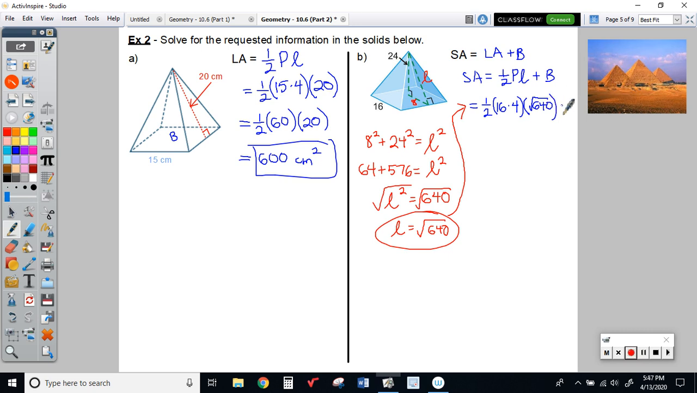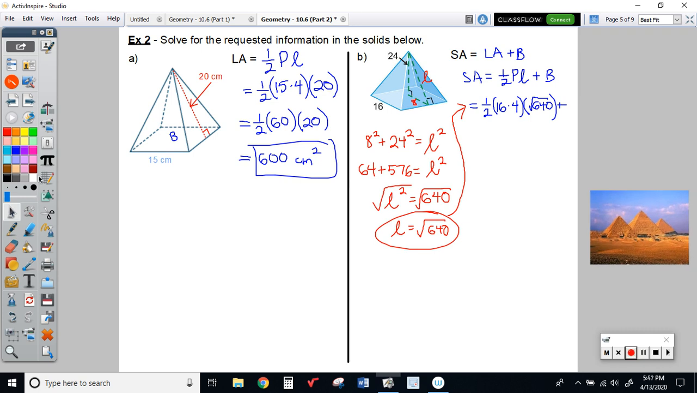And then the area of the base, well, the base is just a square, so it's a special type of rectangle. You can just say that would be base times height, or 16 times 16. So from there, we'd have 1/2 times 64 times the square root of 640, plus this would be 256. Half of 64 is 32, so you'd have 32 times the square root of 640 plus 256.